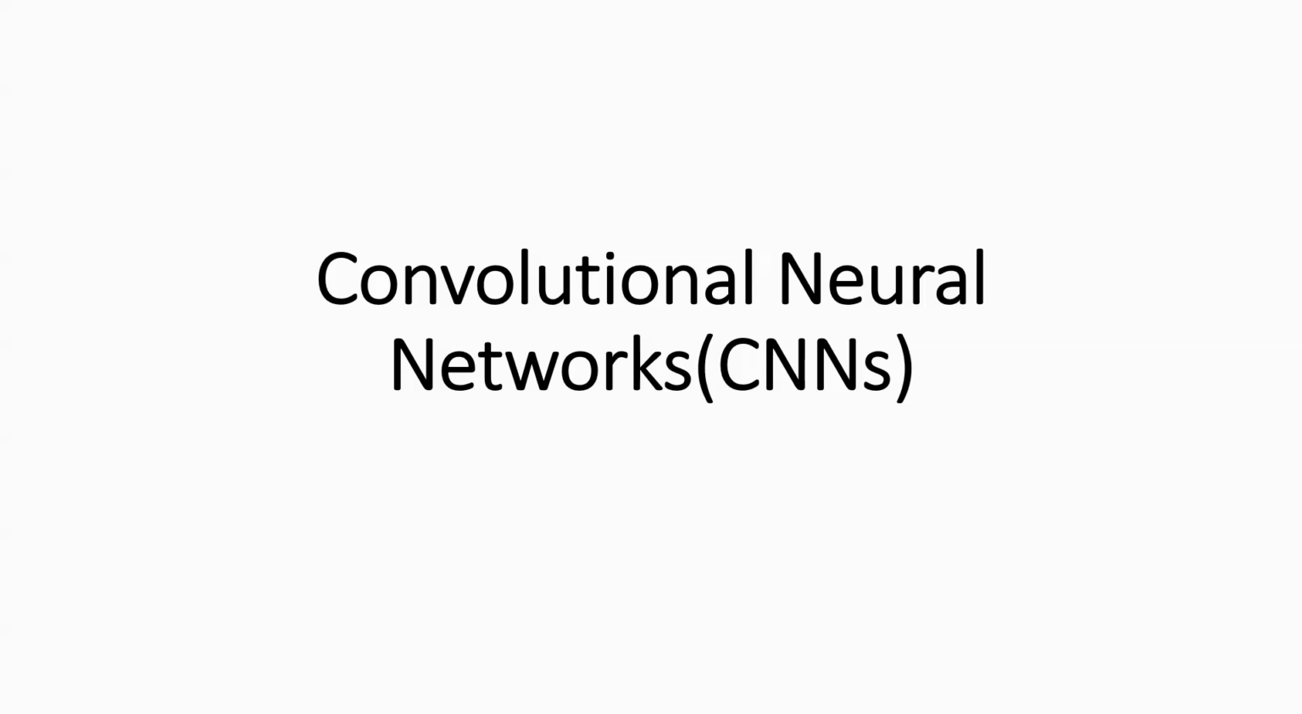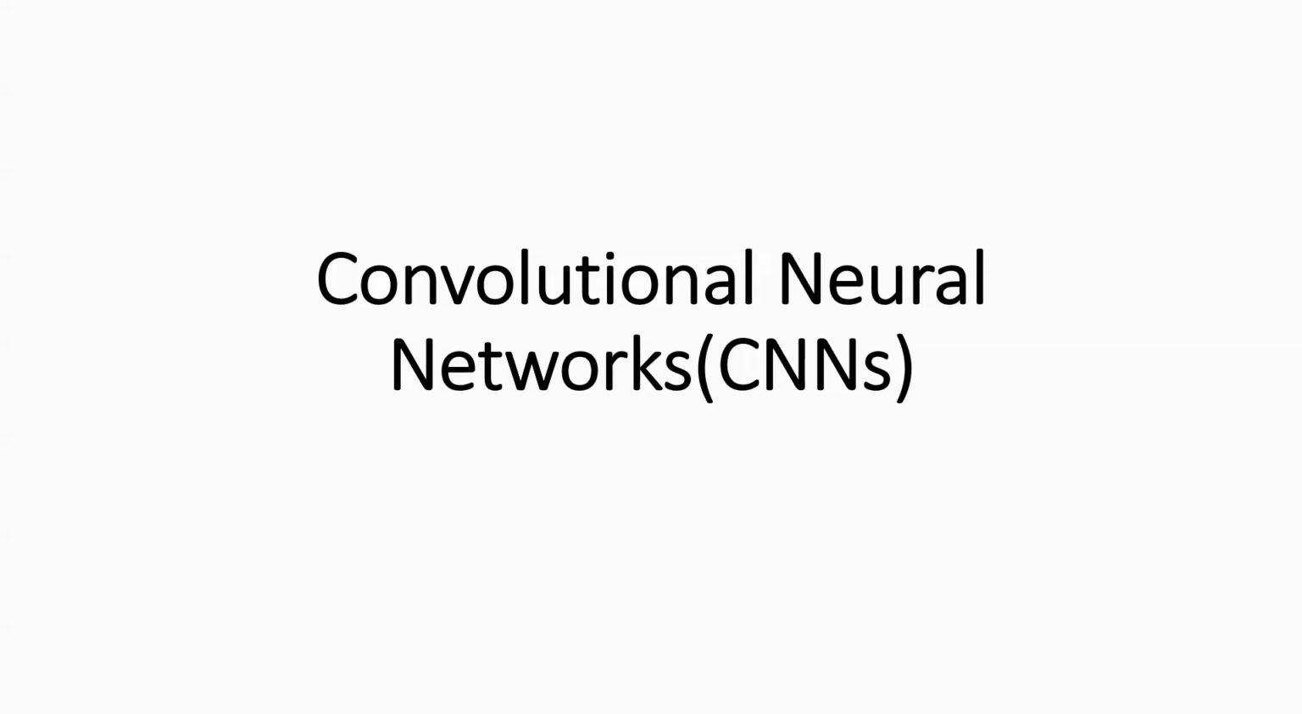Today we are discussing convolutional neural networks. In deep learning, CNN stands for convolutional neural network. It is a specialized kind of neural network, primarily used for image recognition, image classification, or object detection, and also video analysis, medical image analysis, etc.